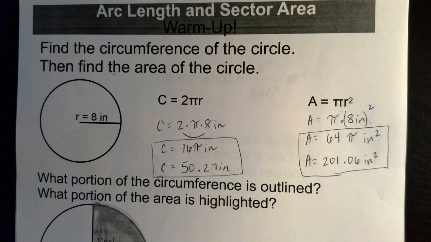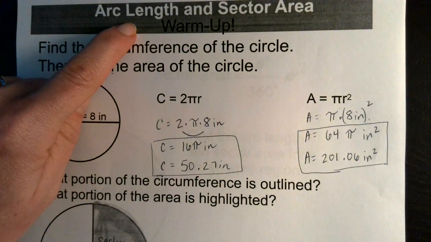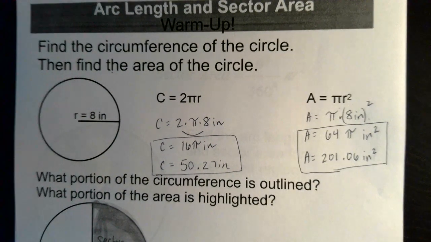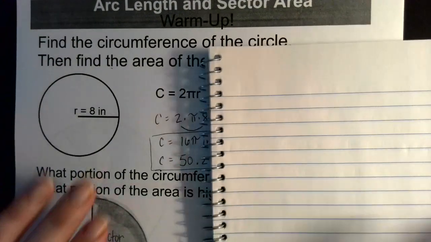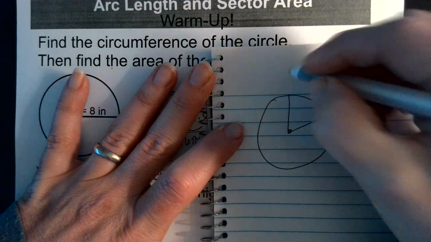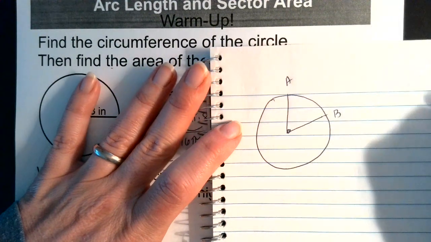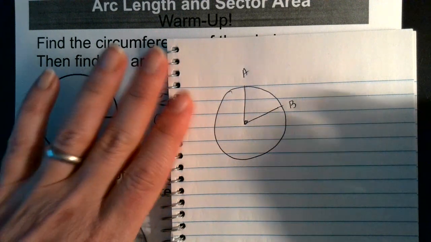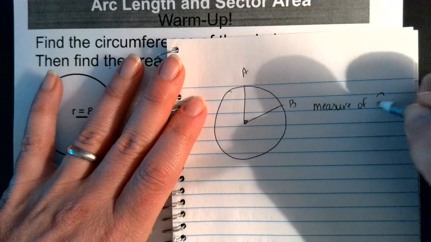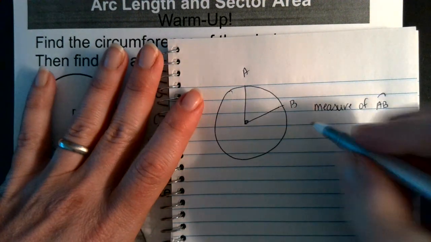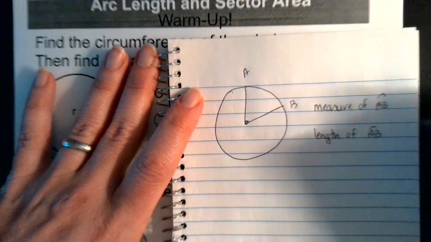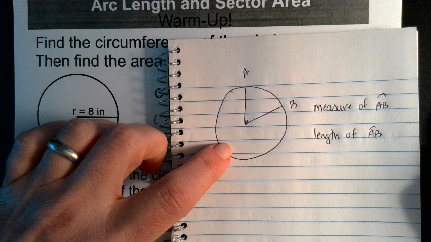All right, so we're going to look at the length of an arc. We've talked about arc measures a lot. Let me get an extra piece of paper. If I have arc AB, I can talk about two different things with arc AB. I can talk about the measure of arc AB, which is going to be measured in degrees, and I can talk about the length of arc AB, which is going to be measured in whatever unit that I've measured my radius in.